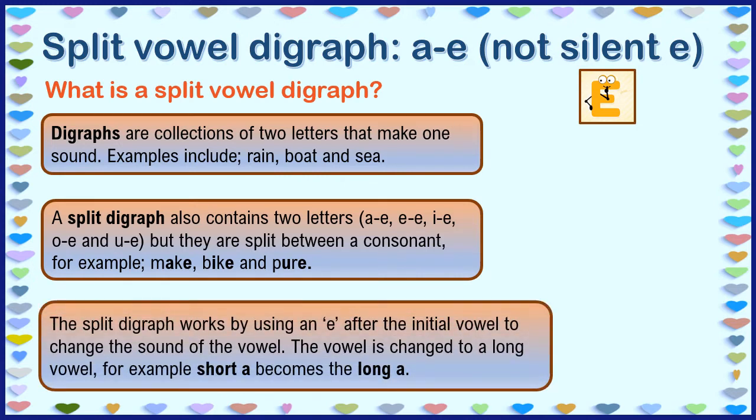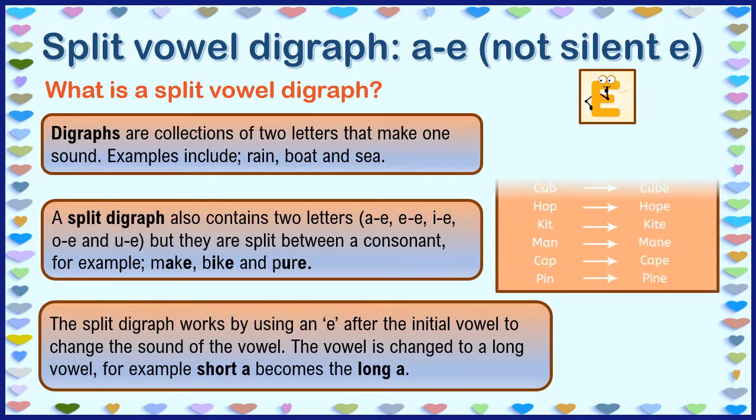So the split digraph works by using an E after the initial vowel to change the sound of the vowel. So if you take that E away at the end, it will make the short sound in the word. And now the E at the end changes that short vowel to a long vowel. Quickly have a look at these examples, then you'll understand what I mean.